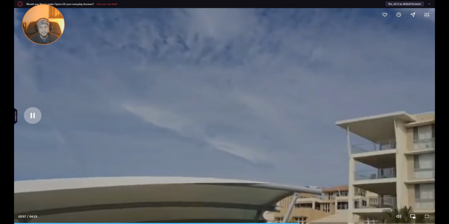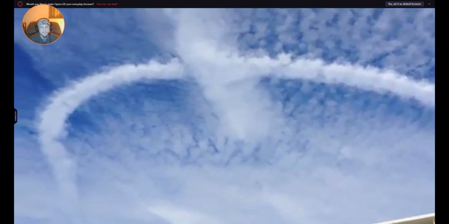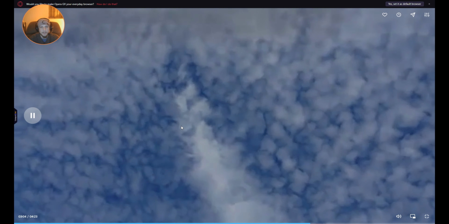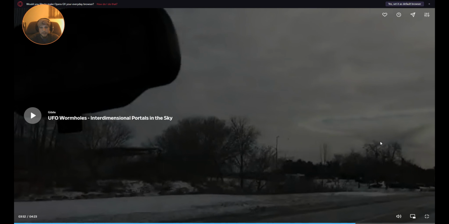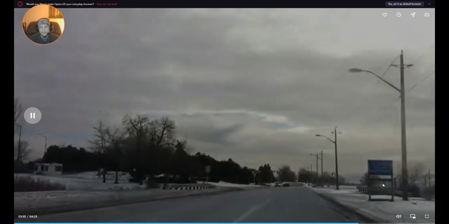Exit. Sorry about that. Now this just looks like a jet thing, though. I don't know why they showed that one. I think what they're looking at is this thing right here. Oh, yep.